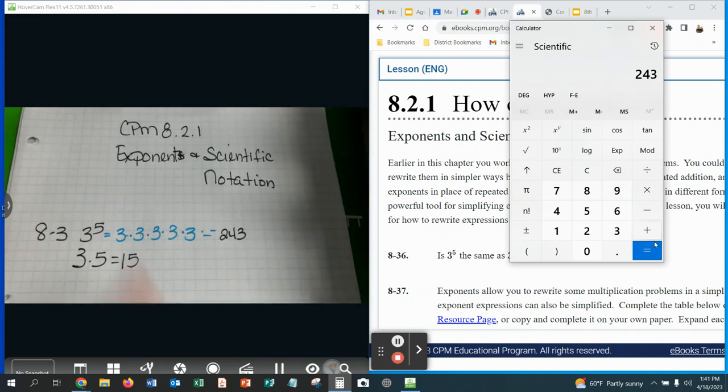Great. Exponents, 3 times 5. Yes. Yeah, I do actually see it. Absolutely.